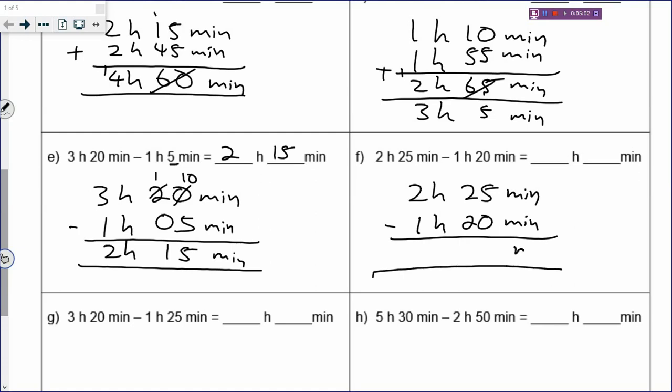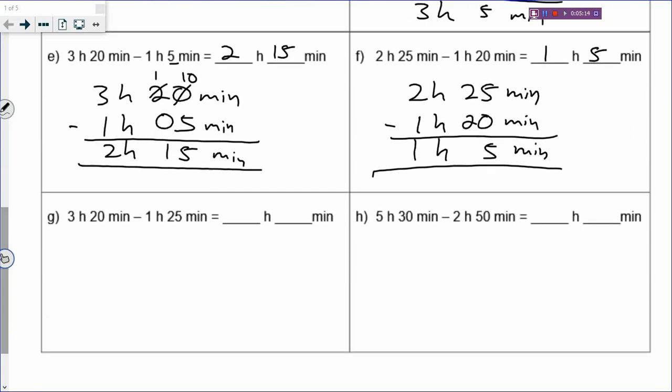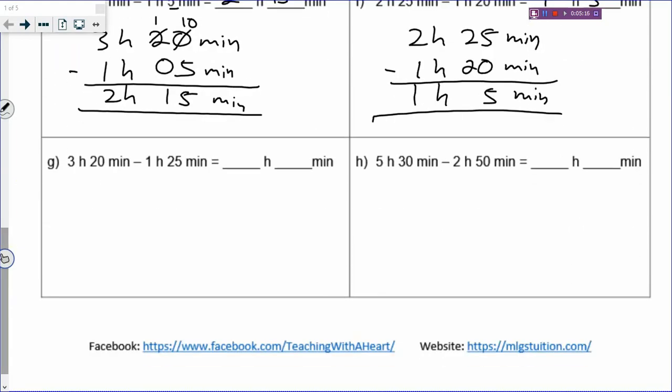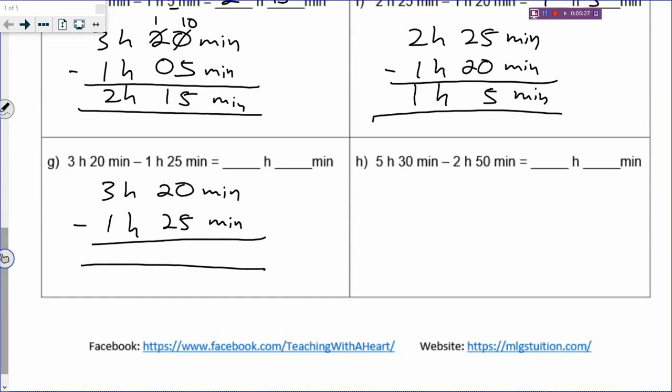So you subtract the minutes, so you get 5. All right, and then you subtract the hours, so there'll be 1 hour and 5 minutes. Okay, now the problem comes when you find that you cannot subtract. For example, 3 hours 20 minutes, and you minus 1 hour 25 minutes. Now, this problem comes when you find that you can't subtract the minutes.